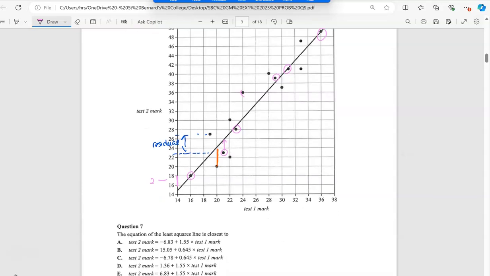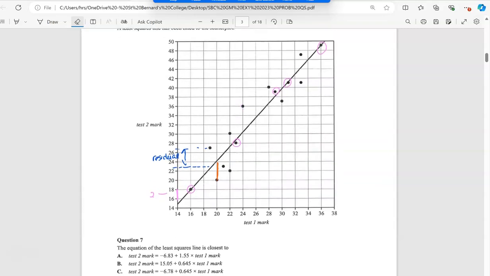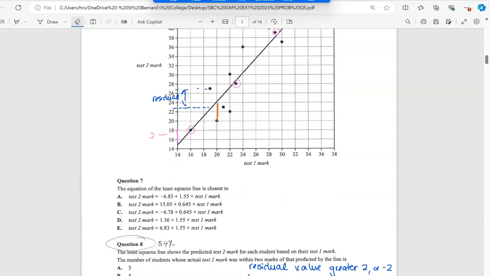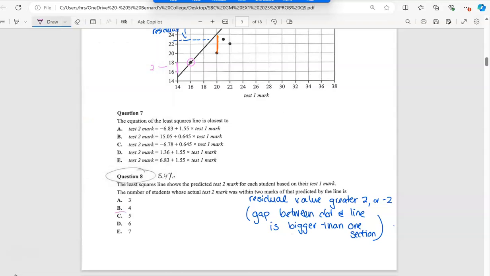Maybe this one is too big. I think this one's too big. All right. So if you have a look, rubbing that out, we've got 1, 2, 3, 4, 5. So we've got 5. So this one was really the question. So you can see it was 54%.